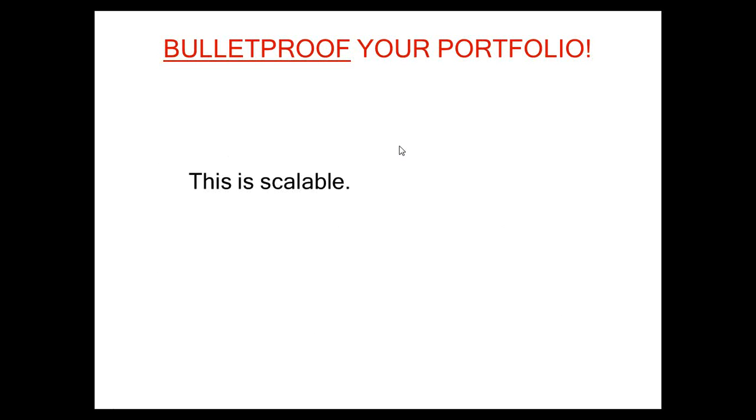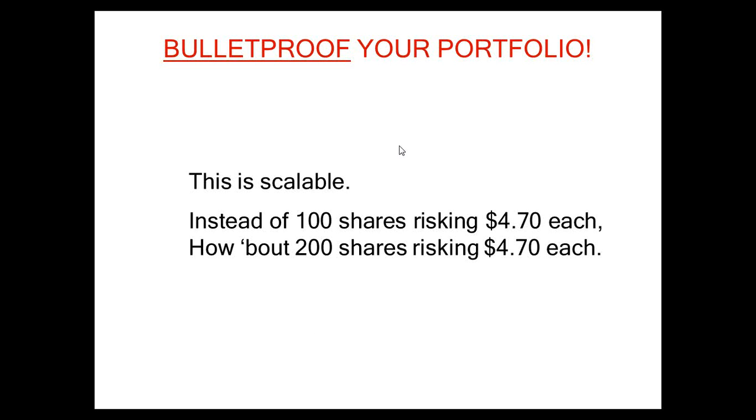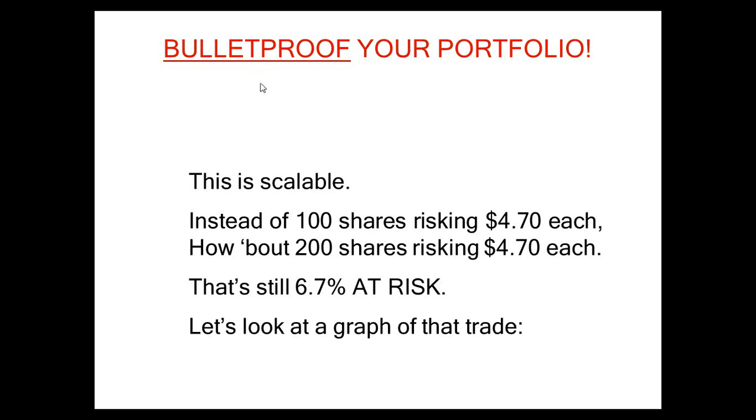Okay, so let's do an adjustment, okay? Oh, by the way, this is scalable. If you did 100 shares risking $4.70 per share, or you did 200 shares, you'd have to buy 2 puts. You'd still be risking $4.70 per share, and either way it ends up being 6.7% of whatever you put in, okay? Could you do 1,000 shares? Yeah, but you'd have to buy how many puts? If you did 200 shares, you have to buy 2 puts, right. If I buy 1,000 shares, I buy 10.